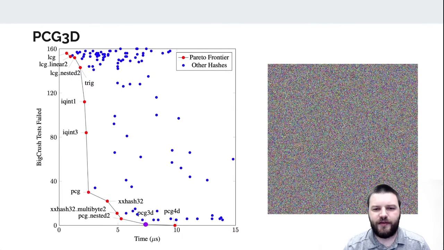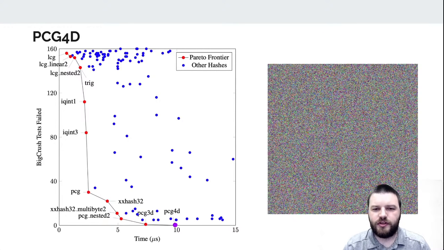PCG3D is a variation of PCG, first introduced into Unreal Engine by co-author Mark Jarzynski. It was inspired by PCG, but with more GPU hardware-friendly mixing. It has 3D input and output, which makes it a great choice for using 3D world position as a seed. It passed all but one TestU01 Big Crush test.